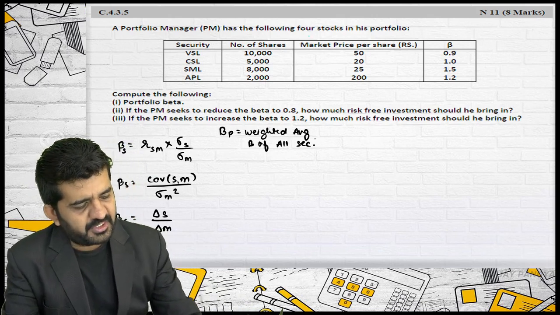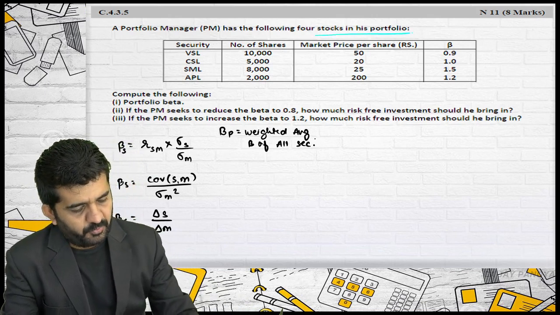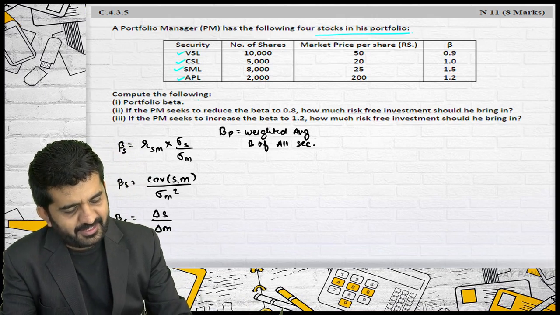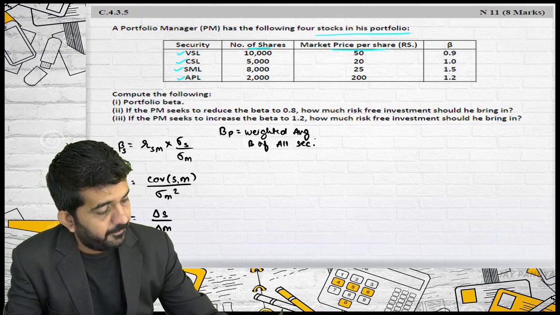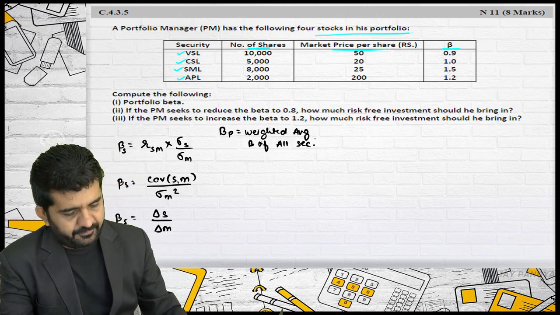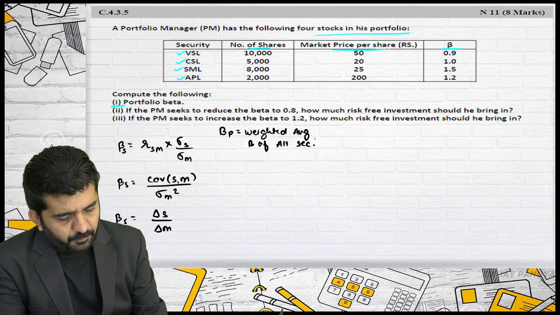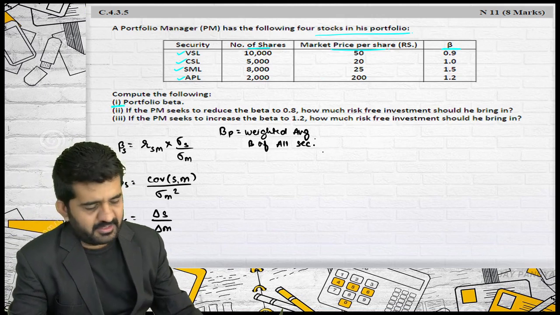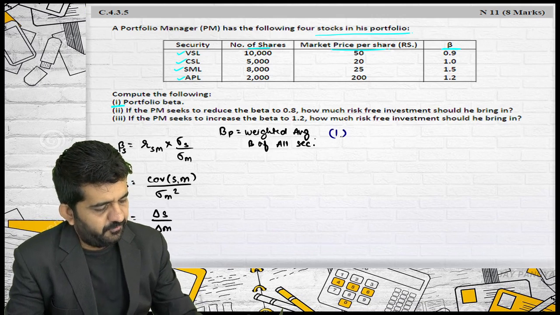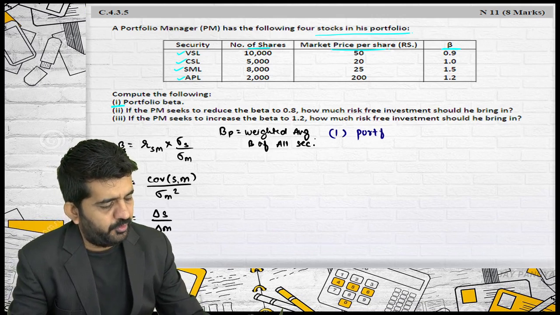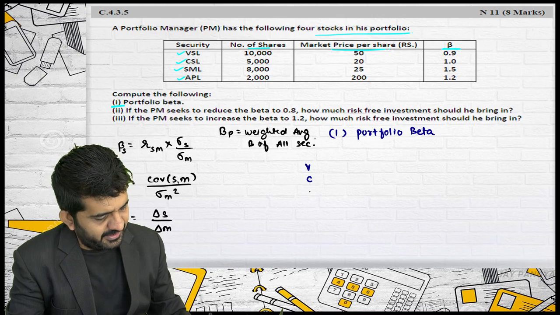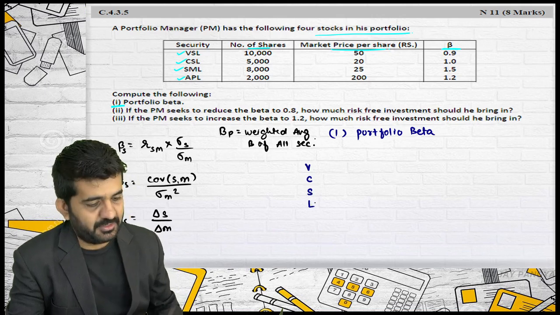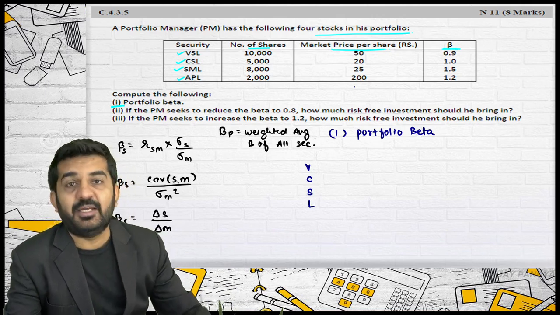A portfolio manager has following 4 stocks in his portfolio: V, C, S and L. Number of shares is given, market price is given. Beta of all securities is given. Compute the following portfolio beta. Answer number 1. We are calculating portfolio beta. There are 4 securities: V, C, S, L. We already know beta. Yes. Let me find out weight.